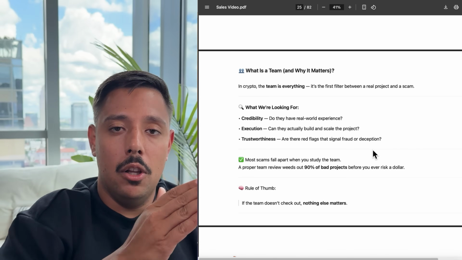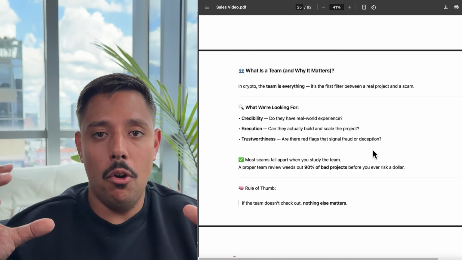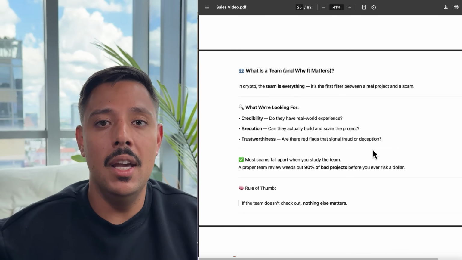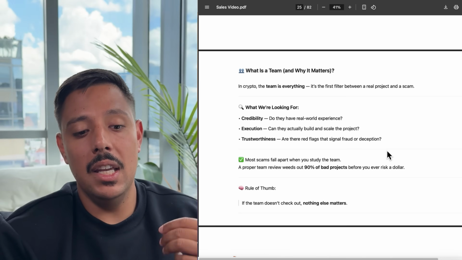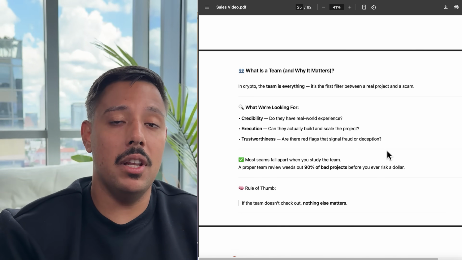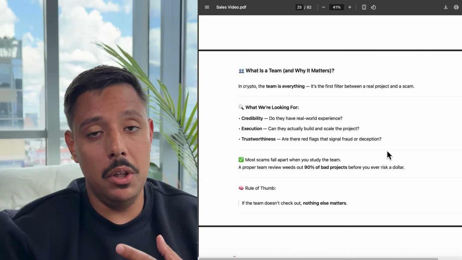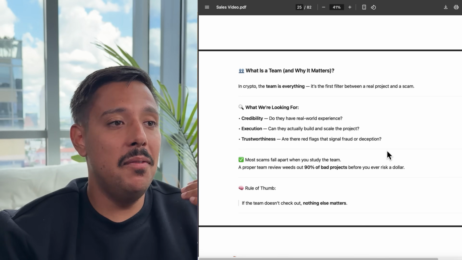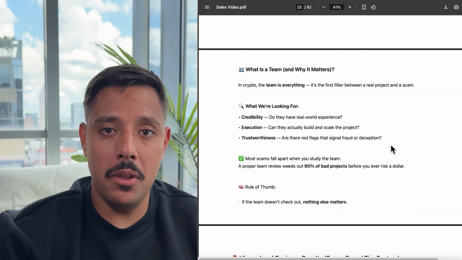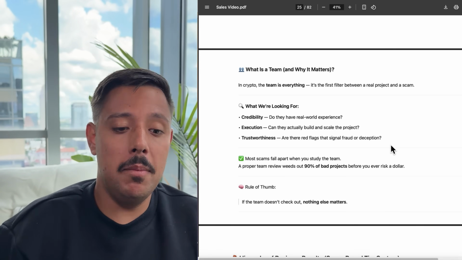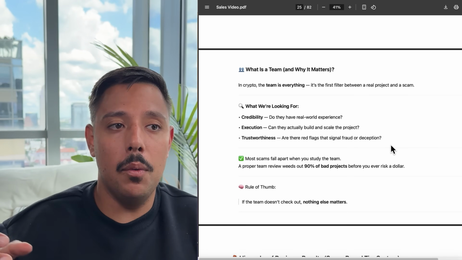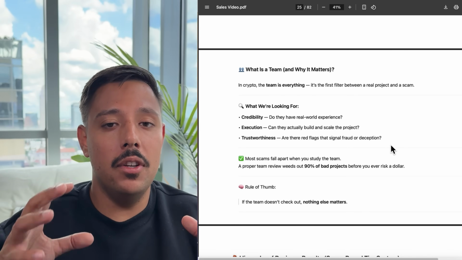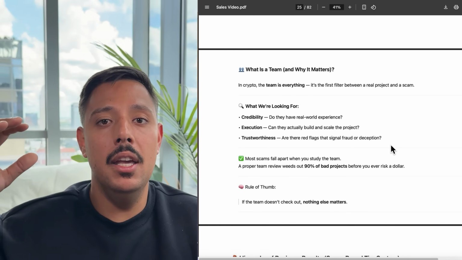And so the point is, the closer you get to the actual result of price increase for the coin, the higher the score. Now, that's the first part, credibility. Execution: can they actually build and scale the project? That comes from really looking at whether they have done it before in the past. And then trustworthiness: do they have a track record of scamming people? Are there red flags, fraud, deception? Are they lying? Did you catch a lie? All of these elements, you look into the team to make sure they're legit.